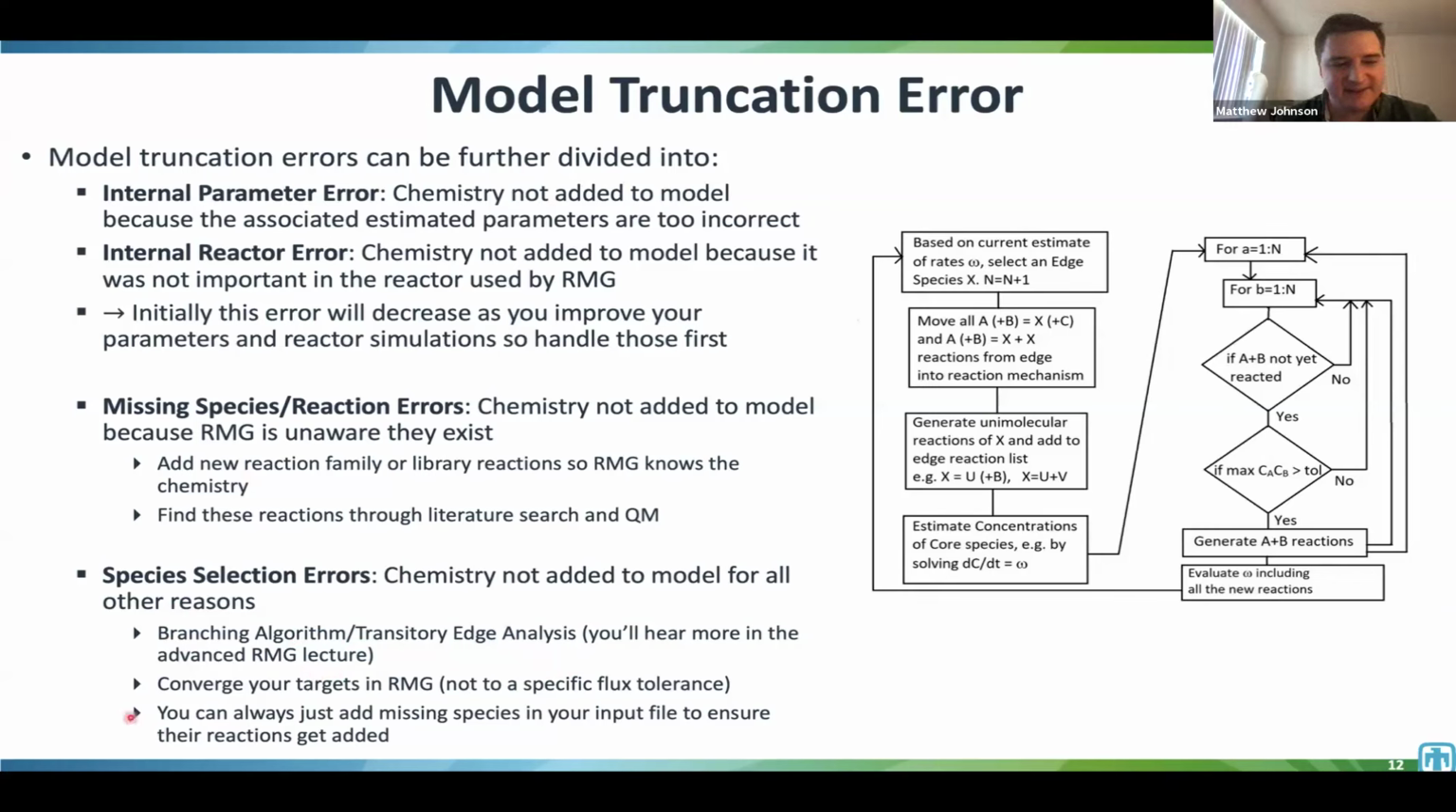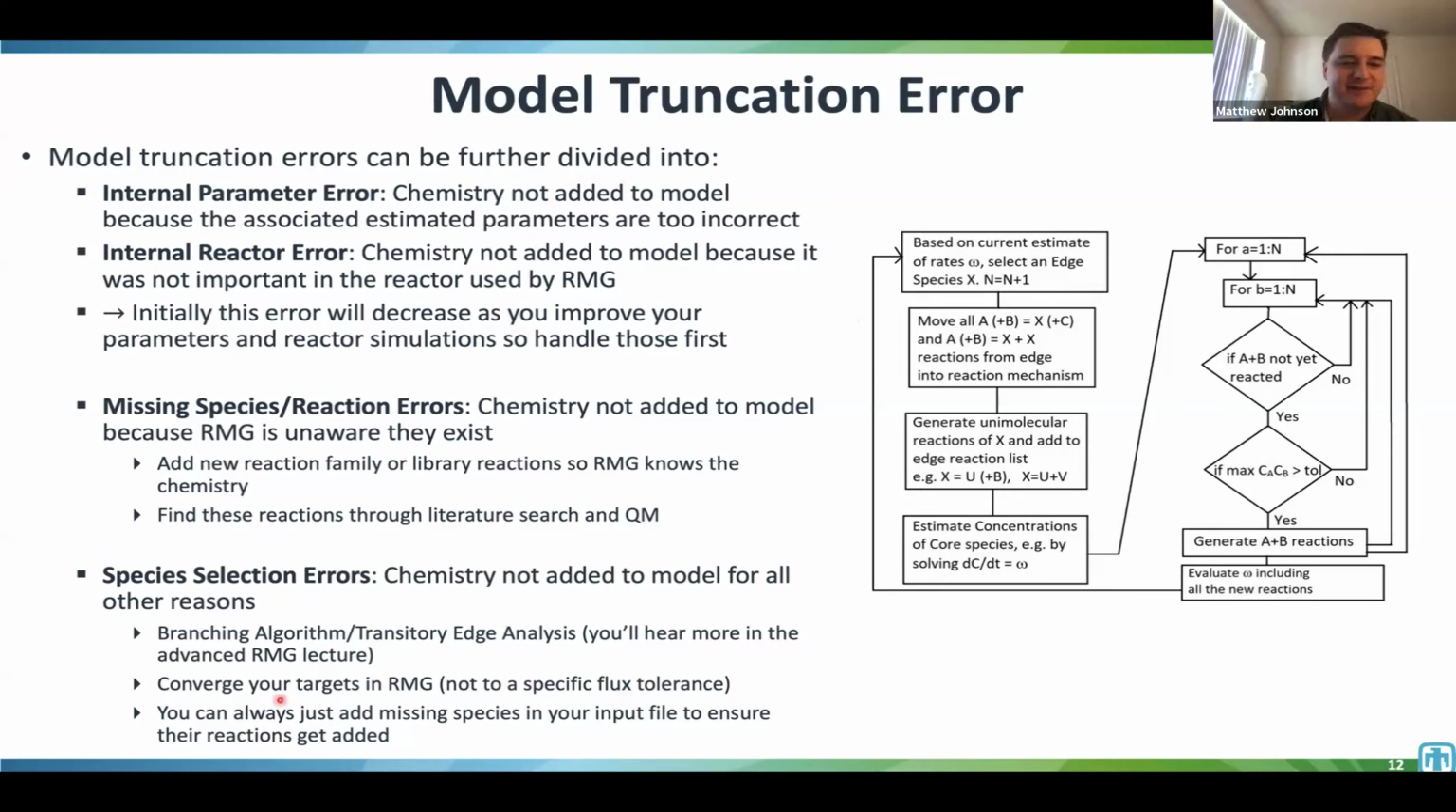But more general things to talk about, in particular, you want to converge your targets, whatever you're trying to predict in RMG, not converge RMG to a specific flux tolerance. You might have the temptation to use RMG like you use a lot of other software, where you say, okay, I want it to count the flux within 0.01, and then I converged it out to 0.01, so all the fluxes counted out to 0.01. And you'll learn in the advanced RMG lecture that that's not quite what you might intuitively think it means, converging to a given RMG flux tolerance.